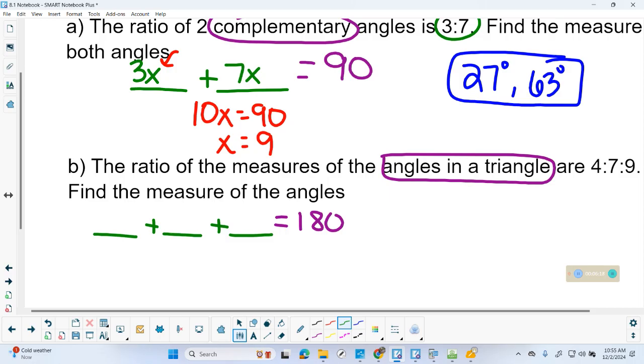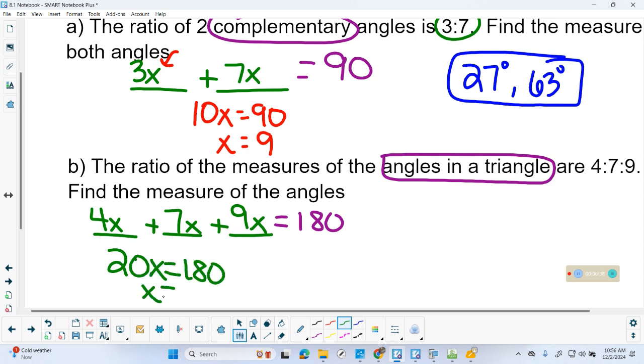And they give you the ratio at the end down there at the first line. 4 to 7 to 9. So I'm going to have 4x, 7x, 9x. So there's the setup. Any questions on that? No. All right, let's solve it. What's 4x plus 7x plus 9x? How many x's? 20x. X equals 9.